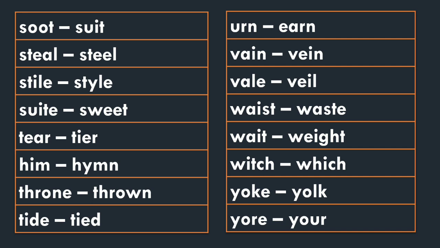Next is urn and earn, E-A-R-N, where R is silent. So urn is the tall decorated pot, particularly which is used to keep the ashes of a dead person. And earn is the money that you get when you do a job somewhere and at the end of the month or week you get some money. Okay, that is earn.